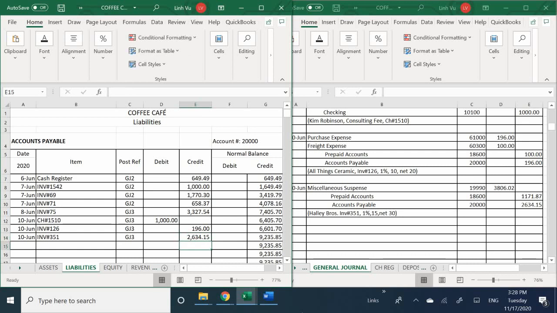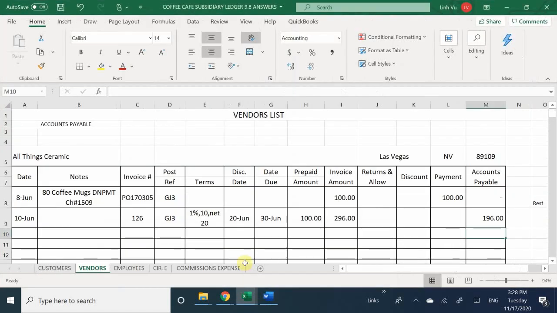$9,235.85. There we go. Good. All right. So now that we've completed entering our information into the journal, the next thing we've got to do is go to our subsidiary ledger.